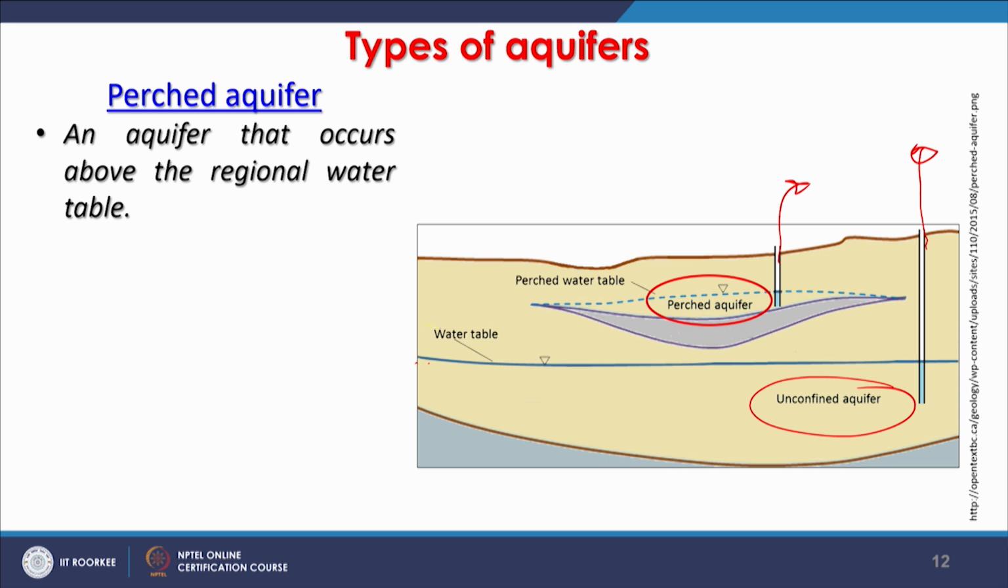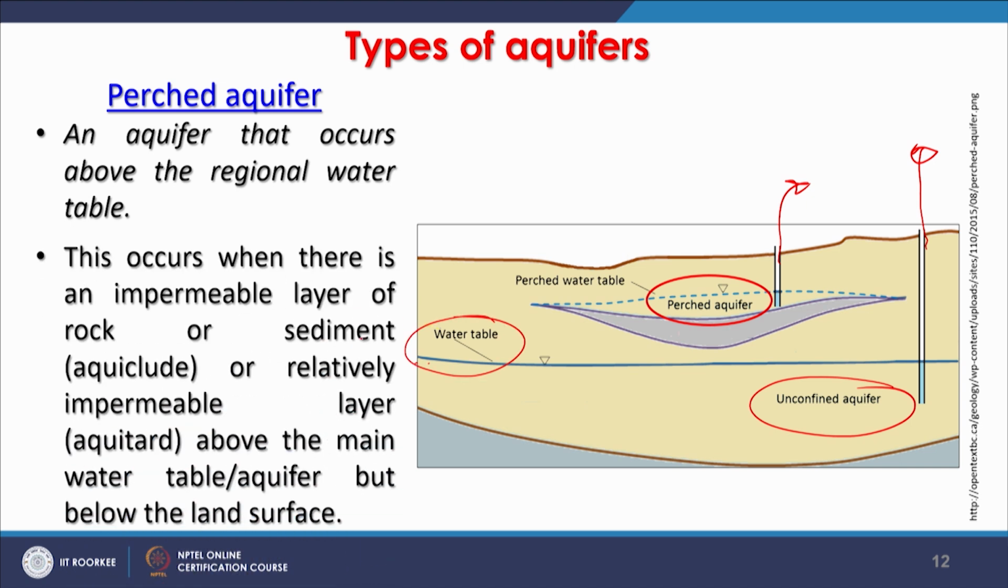So, a perched aquifer is an aquifer that occurs above the regional water table. This is the regional water table shown here, and this occurs when there is an impervious layer, maybe a clay layer like in the Indo-Gangetic plains, a rock or sediment aquiclude, or a relatively impervious layer like an aquitard above the main water table or aquifer, but below the land surface. Of course, it has to be below the land. That kind of aquifer is called a perched aquifer.